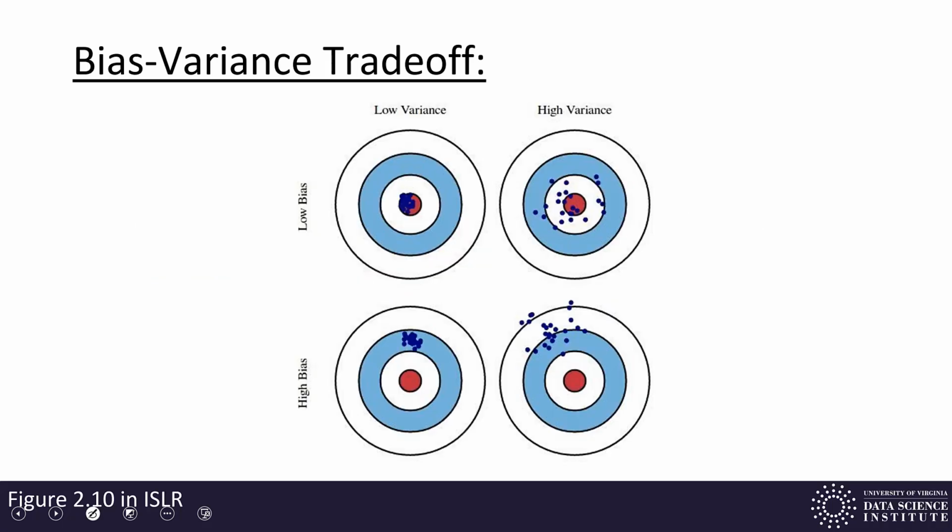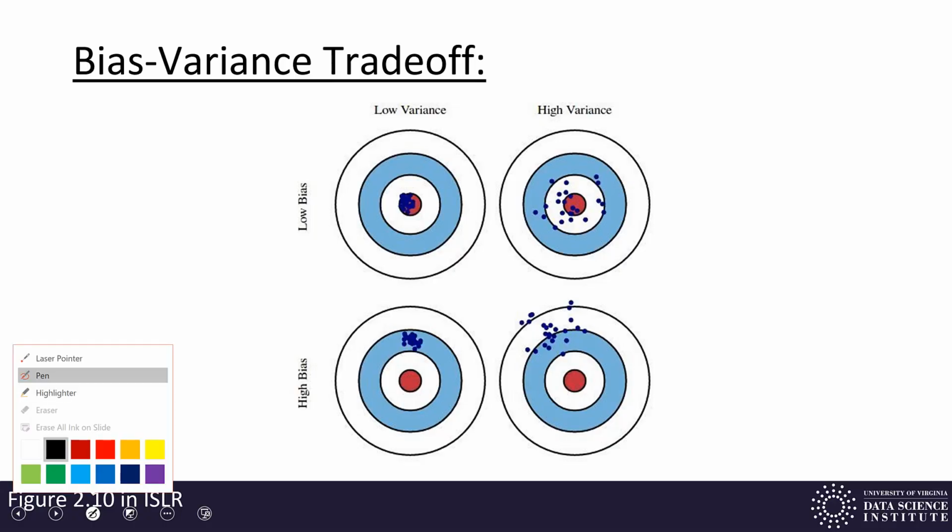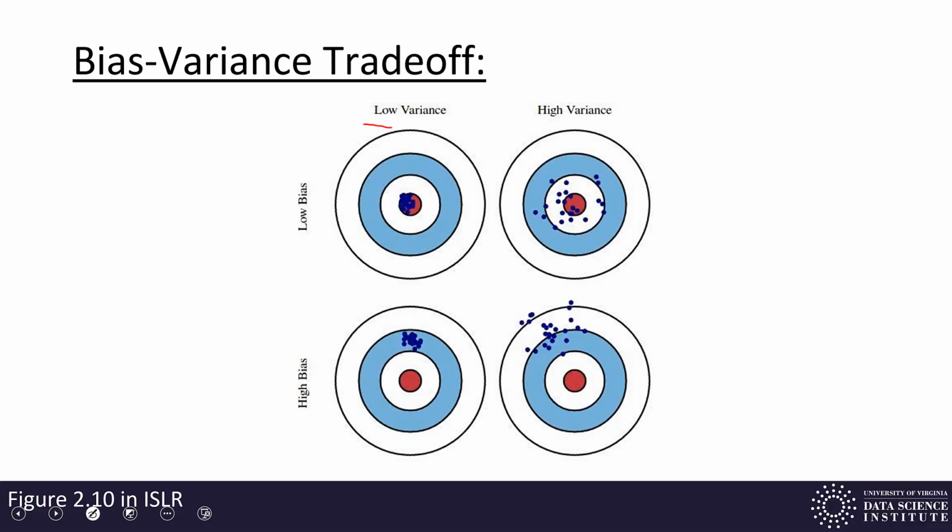Here's a way to visualize this, and this is a standard way to visualize it. The previous slide was the technical formulas. We have 4 targets here. The columns correspond to the left-hand column being low variance, right-hand column being high variance. Variance, remember, tells you how spread out your data is. If you look at the hits on our target on the left-hand side, they're all tightly grouped. That corresponds to low variance, and on the right-hand side, they're more spread out. That corresponds to high variance.